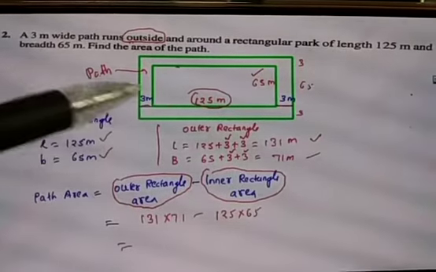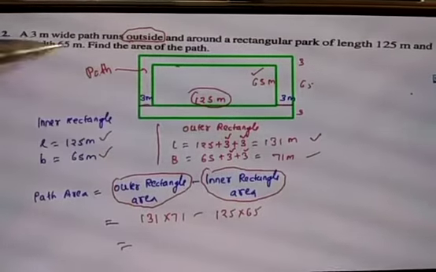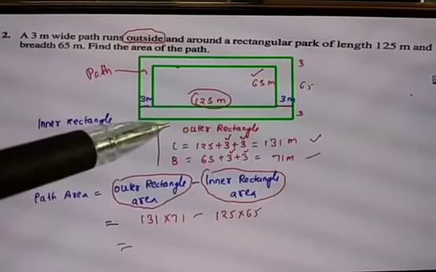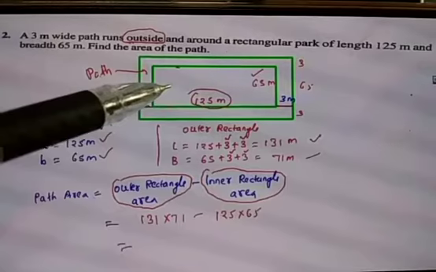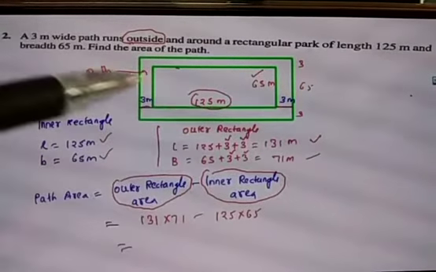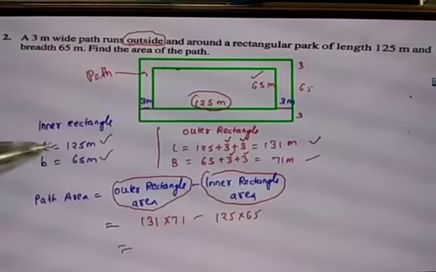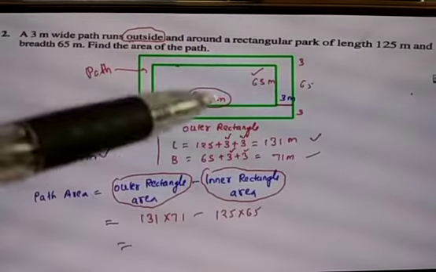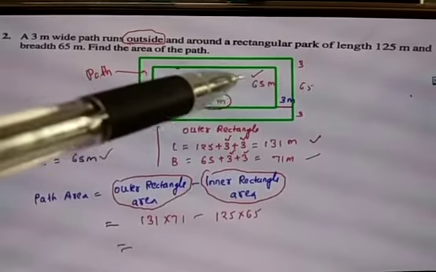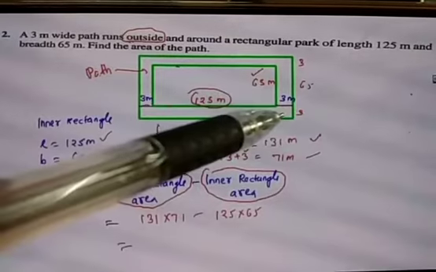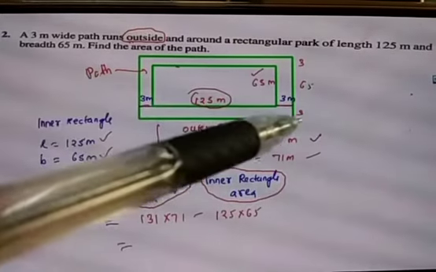You can see here the path we have to find. So what is given? The inner rectangle and outer rectangle. Instead of the naming, I will take inner and outer. It will make it easy. Inner rectangle length is 125 and breadth is 65. What is given there? A 3 meters path, right? So you should add 3 meters for both sides.